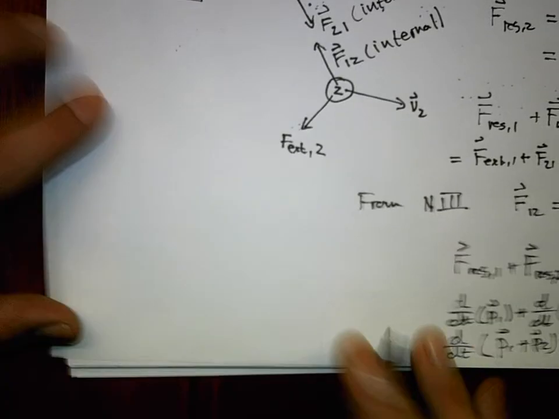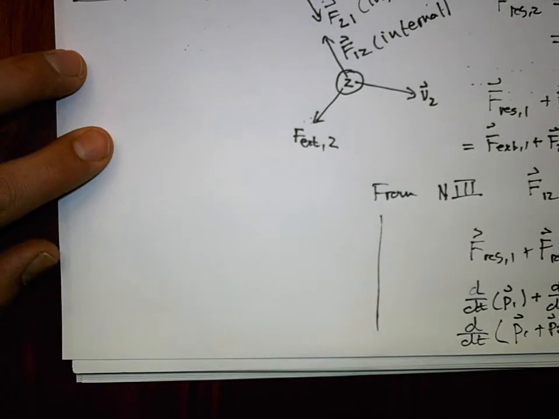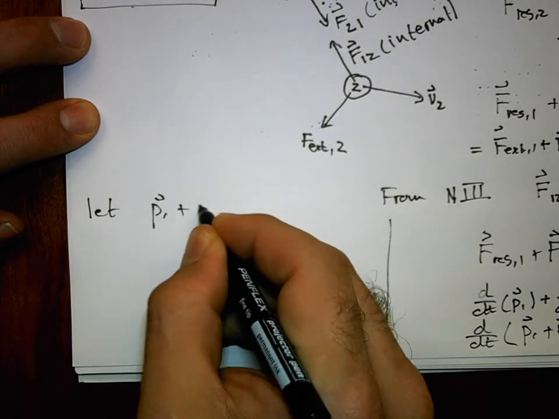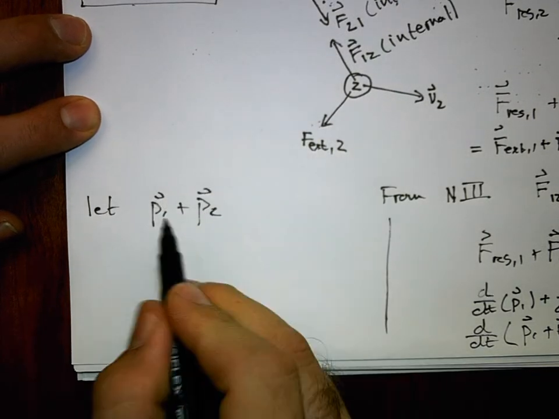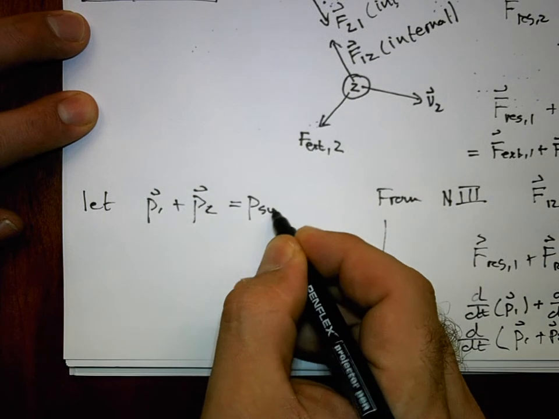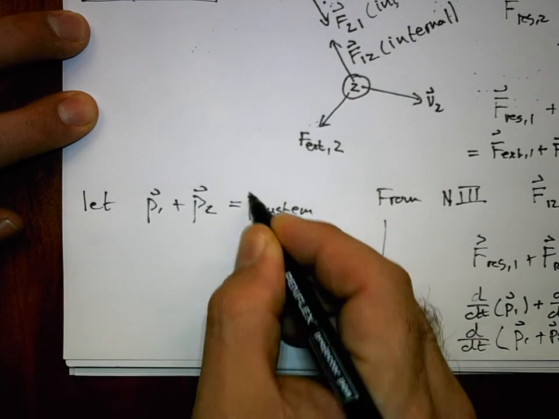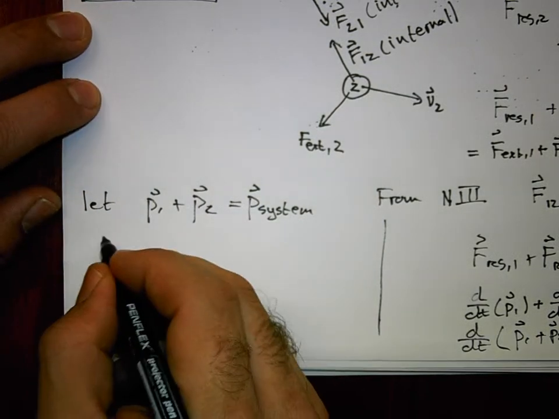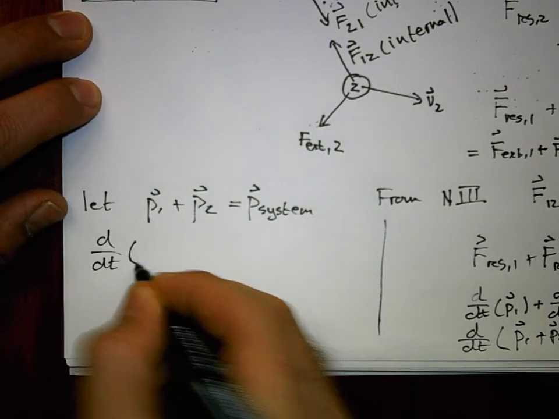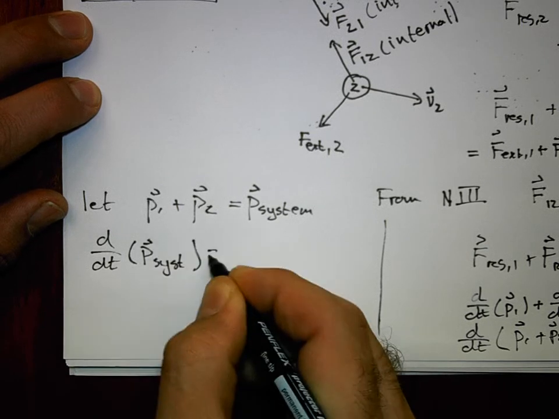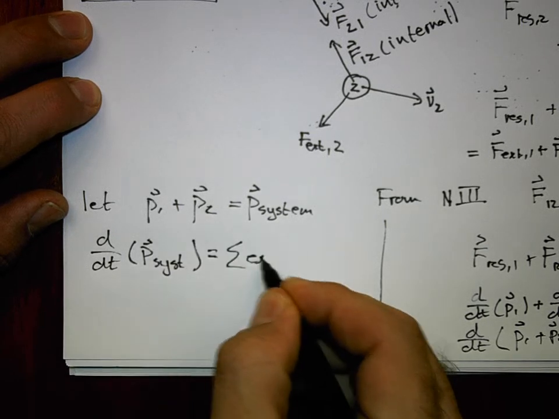Now we can simplify this. We can say let P1 plus P2, so it's the momentum of particle 1 plus the momentum of particle 2, be the total momentum of the system. So we get that the time derivative of the total system momentum is equal to the sum of the external forces.